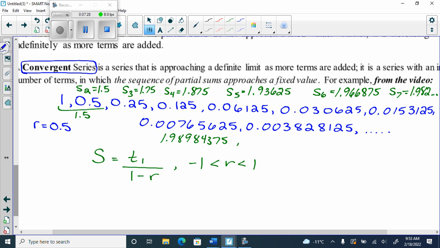If it's greater than -1 or less than 1, I can use it. What's my R in this one? That's the example that I just used. R was 0.5. Does that fall between -1 and 1? Yep, so I can use this formula because it is convergent. When this happens, it's convergent. When your R is not between -1 and 1, it's divergent. That's it. That's all.